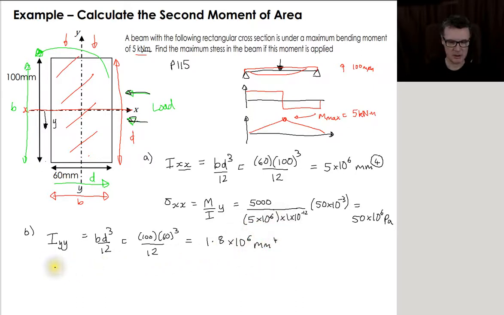So I'm going to rearrange the engineer's bending equation. So the stress in y direction is now going to be M over I times by y. So the M value doesn't change. It's still going to be 5,000. My I value has now got smaller. Notice that.